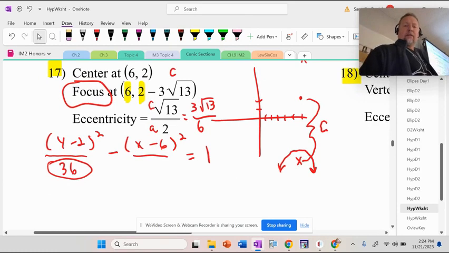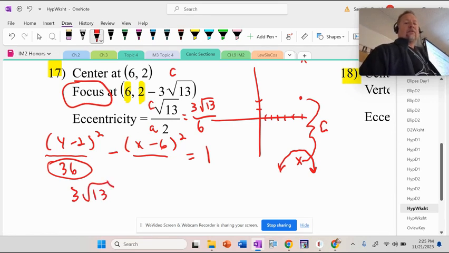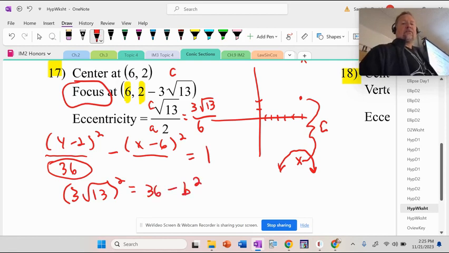I need the b squared, so I need my formula. 3 root 13 squared, c squared equals a squared, 36 minus b squared. I hope you heard me when I did this little mental math. What's 3 squared? 9. What's root 13 squared? 13. What's 9 times 13? It's 9 times 10 plus 9 times 3. 9 times 10 is 90. 9 times 3 is 27. That's 117.